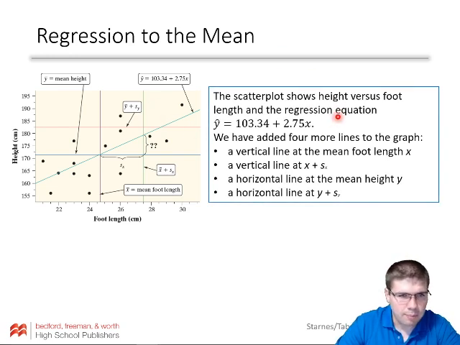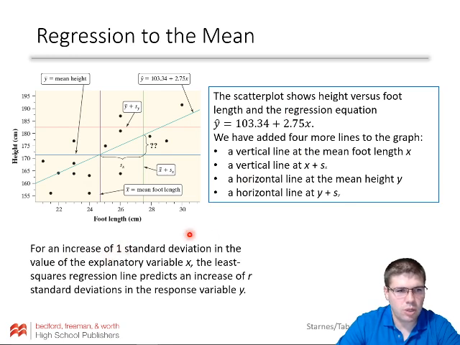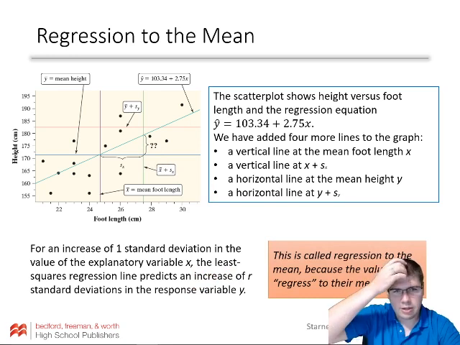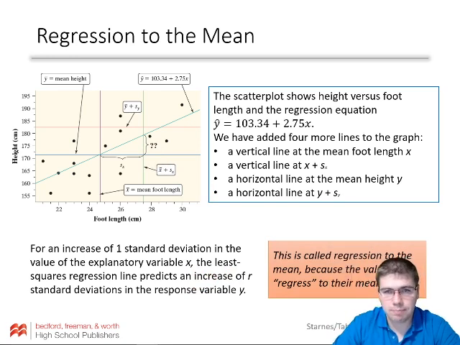So that's what this is saying. We've got that line here, and they've put those distances on there. So for an increase of 1 standard deviation of the explanatory variable, the least squares regression line predicts an increase of r standard deviations of y in the response variable. This is called regression to the mean because the values regress toward their mean.